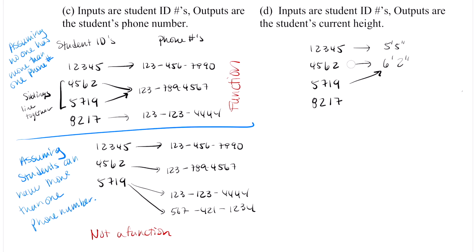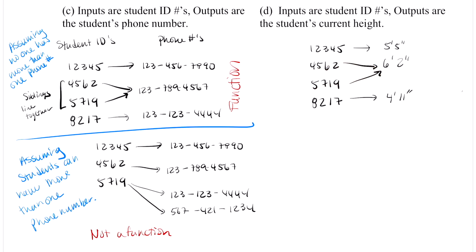And I'm going to make this arrow a little neater. There we go. And this last student is 4 feet 11 inches. So these are various heights that people can have, and everyone's going to have a unique height. So even though these 2 students share a height, each of them has exactly one height.